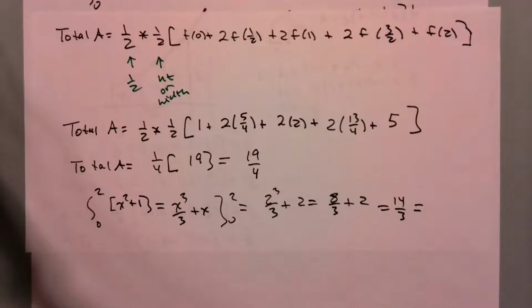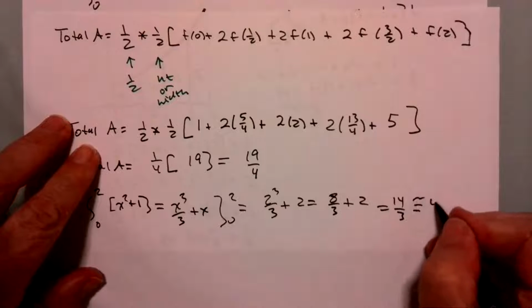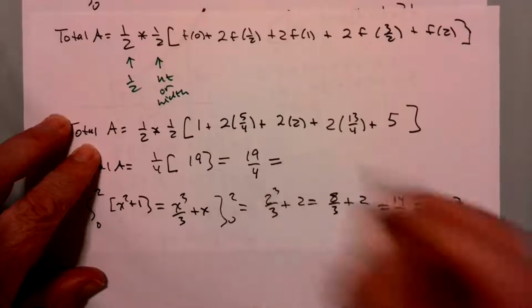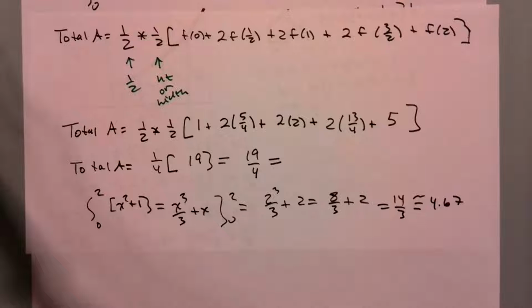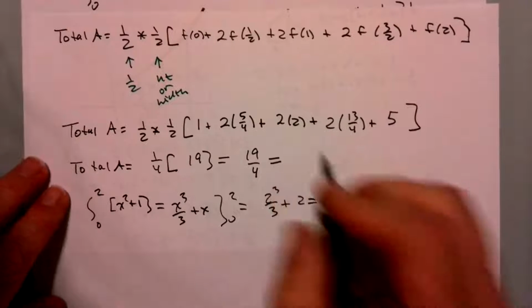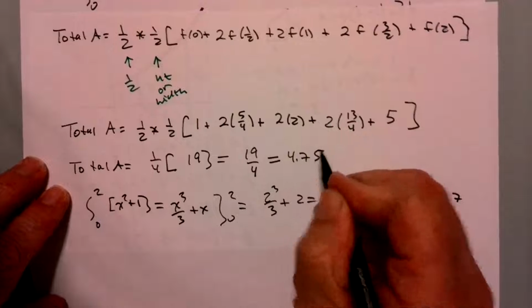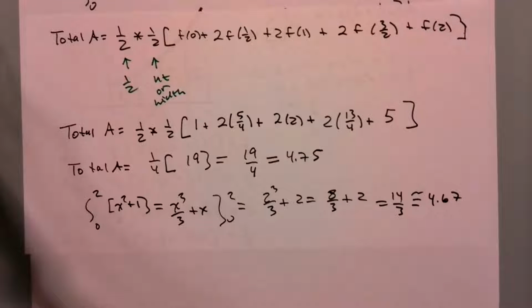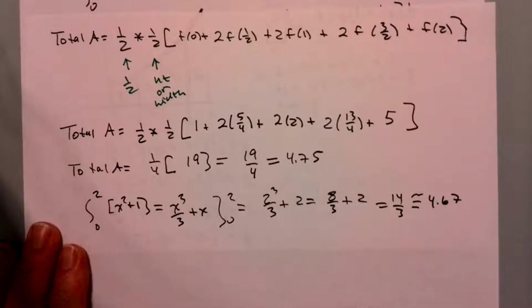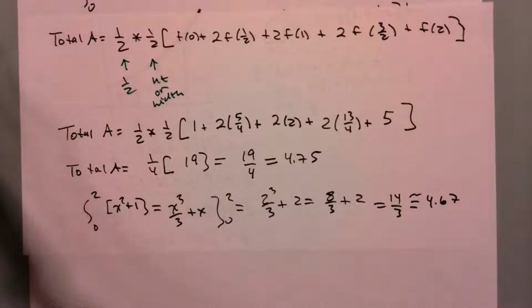As a decimal, what is 14/3? 14/3 is 4.67 approximately. Whereas 19/4 is what? That was our approximation. 19/4 is 4.75. So my 4 trapezoids gave me an approximate answer of 4.75. My exact answer using the fundamental theorem of calculus was 4.67. If I wanted a better answer, I could have used more trapezoids. That's certainly one option. I used 4 trapezoids here to keep the computation reasonable, but I am certainly capable of finding more trapezoids if I am interested.